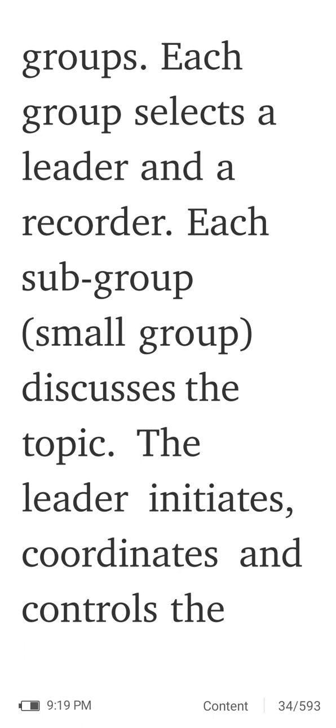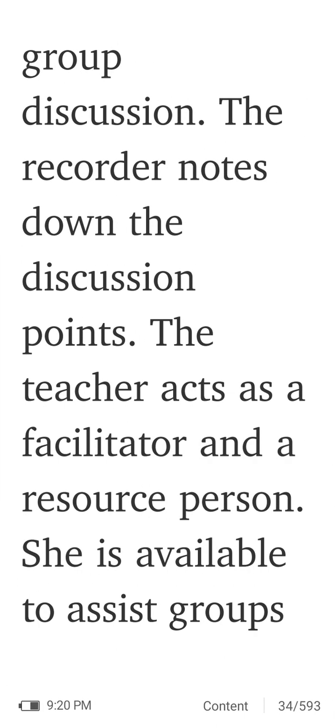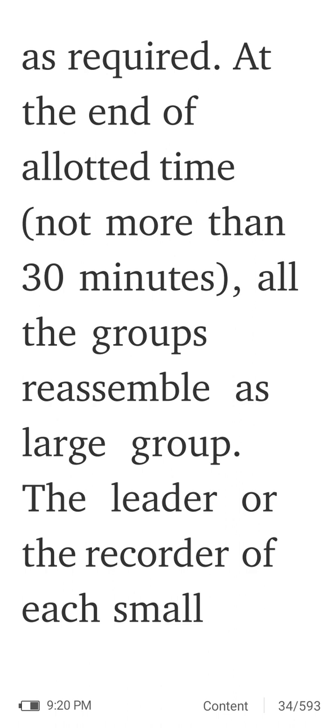Each group selects a leader and a recorder. Each subgroup discusses the topic. The leader initiates, coordinates, and controls the group discussion. The recorder notes down the discussion points. The teacher acts as a facilitator and resource person. She is available to assist groups as required.